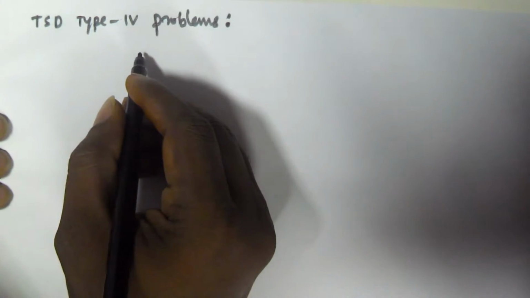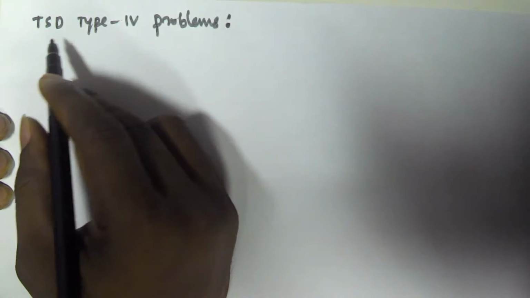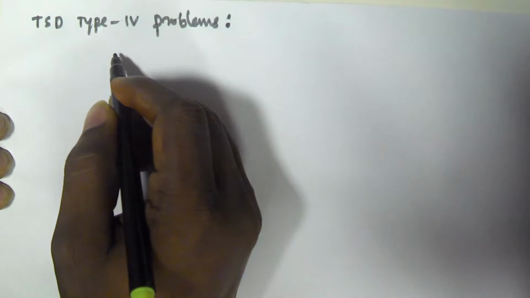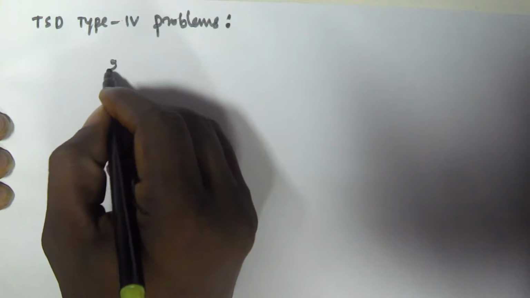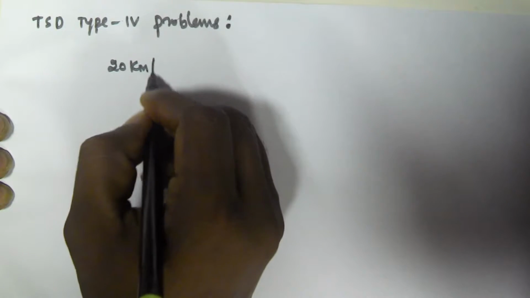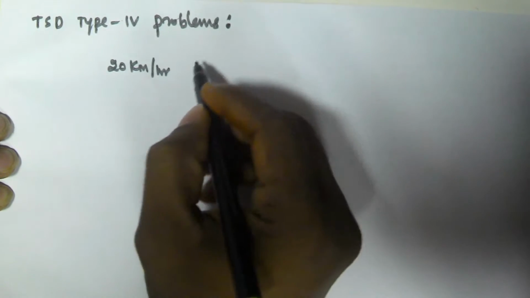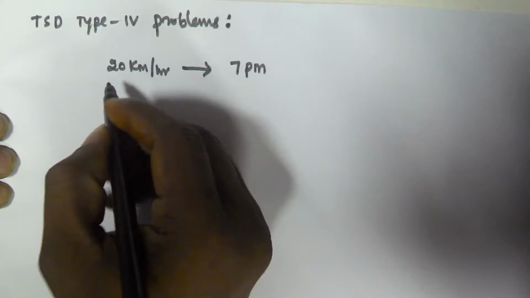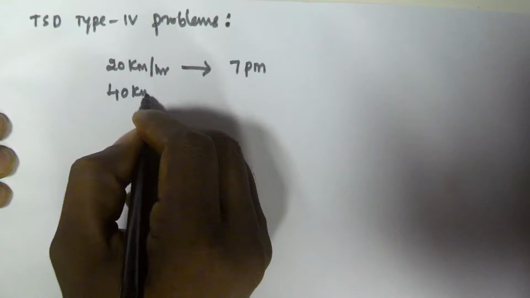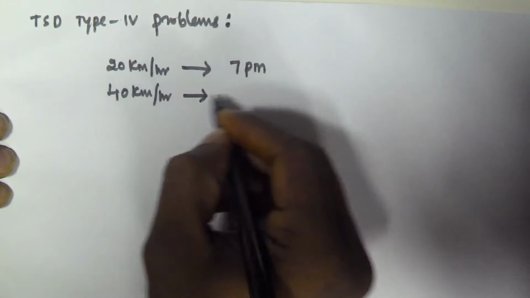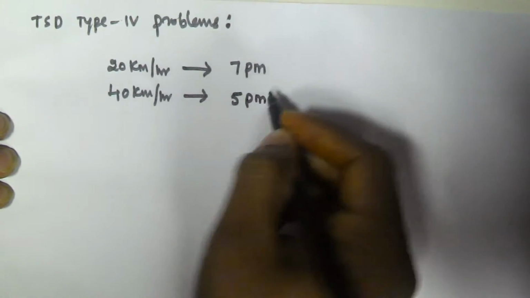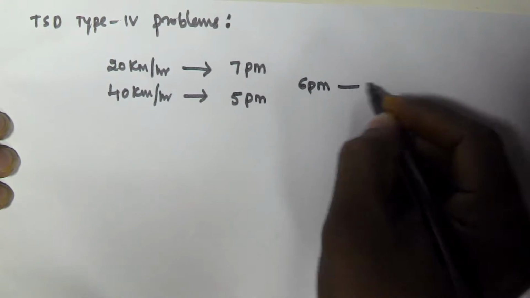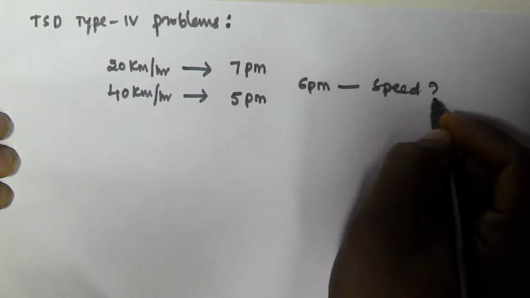Hello friends, in this video we will see the type 4 problems of time, speed, distance. Let us assume a person is traveling from his home to office. On the first day, he traveled with 20 kilometers per hour and reached office at 7 p.m. On the second day, he traveled with 40 kilometers per hour and reached office at 5 p.m. So to reach office at 6 p.m., what should be his speed?